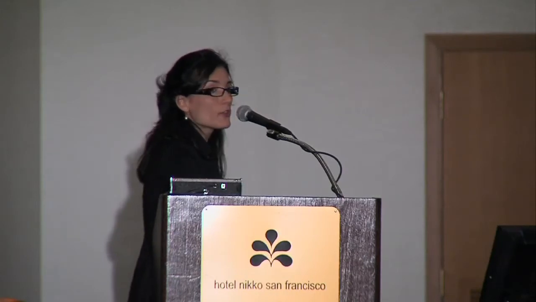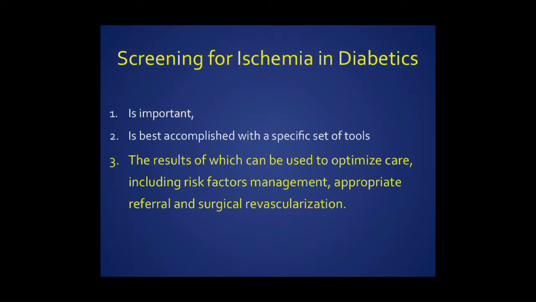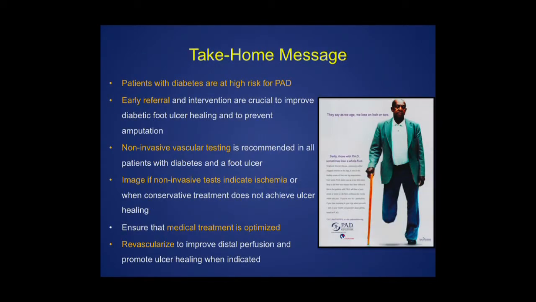And at UCSF, there's also a very big effort for limb preservation with the Center for Limb Preservation, and a dedicated limb salvage program with inpatient and outpatient care, combined clinics on Friday morning, and having the podiatry resident on the team, and the vascular surgery team. So overall, the results of the screening test can be used to optimize care, including risk factor management, appropriate referral, and then surgical revascularization.